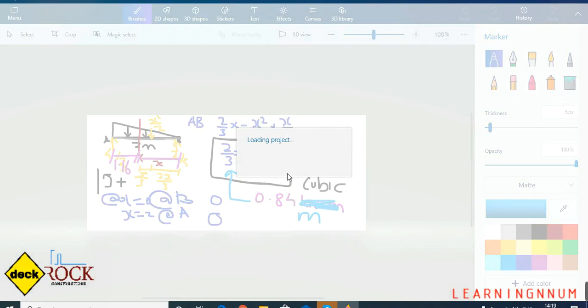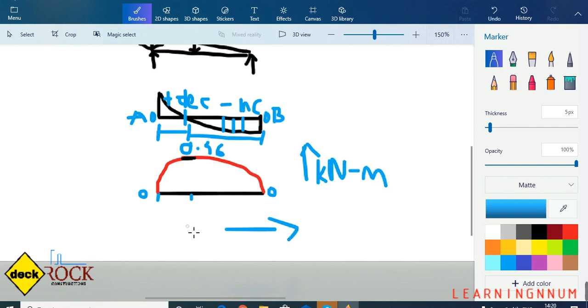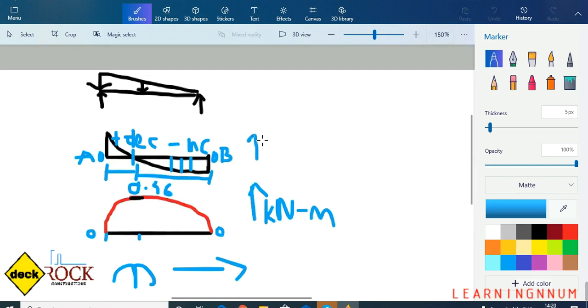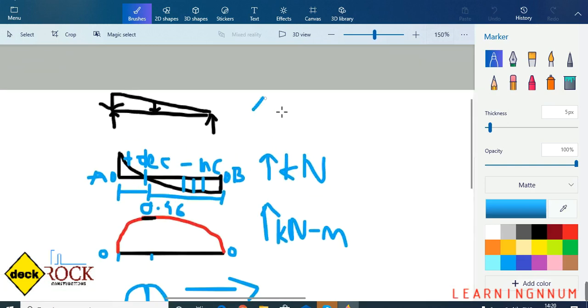So this value is 0.46. The ordinate is in kilonewton meter, right? And distance obviously is in meters, right? Yes, sir. And for shear force, ordinate units are in kilonewtons, right? And for loading also, ordinate units here in this case, it is UVL, so the ordinate units would be kilonewton per meter, right? So understood?